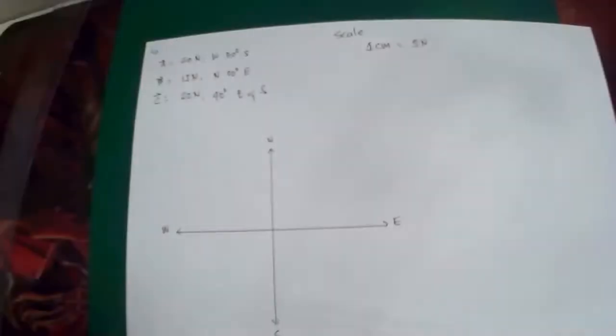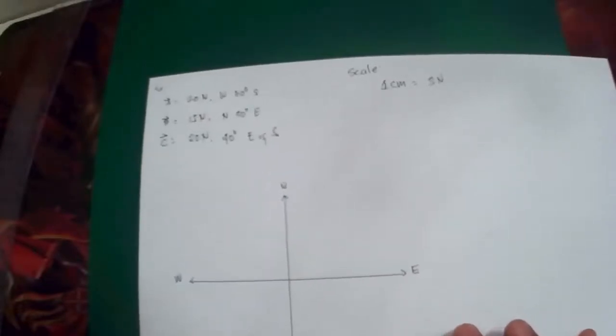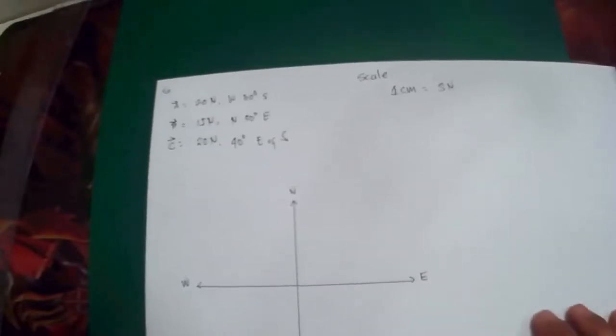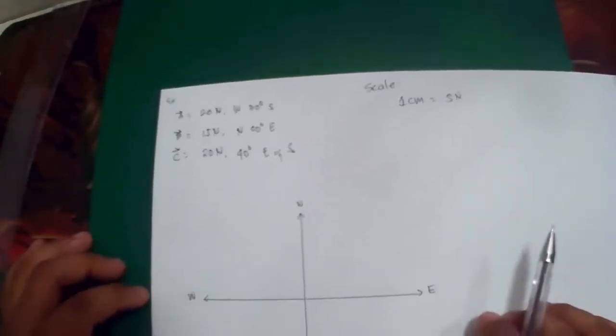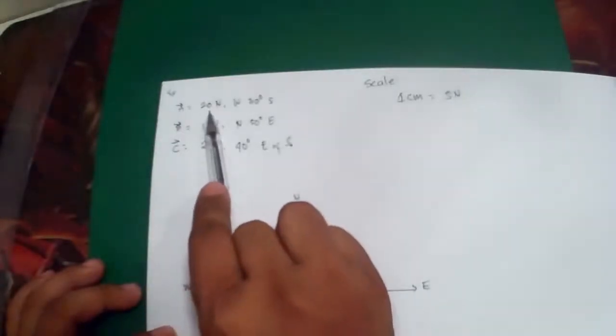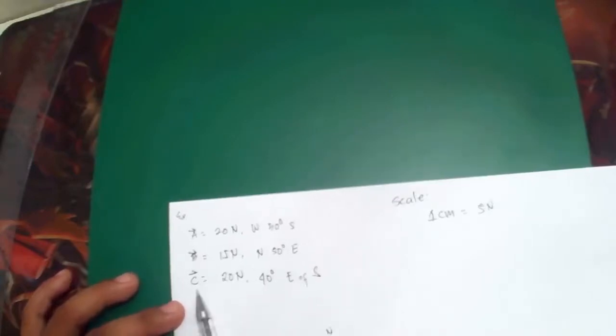Now, in the graphical method, we have different cases, but before we proceed to those cases, let me demonstrate how to graph actual vectors in our Cartesian plane. So, for example, we have this series of vectors, vector A, B, C. I hope you can see this clearly. Vector A is 20 newtons, west 30 degrees south. Vector B is 15 newtons, north 50 degrees east. Vector C is equal to 20 newtons, 40 degrees east of south.